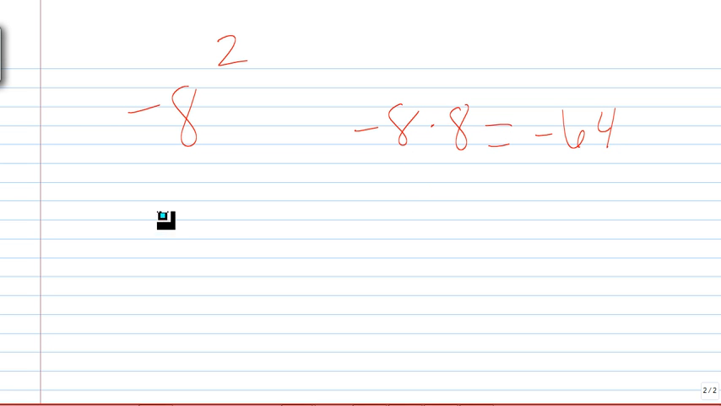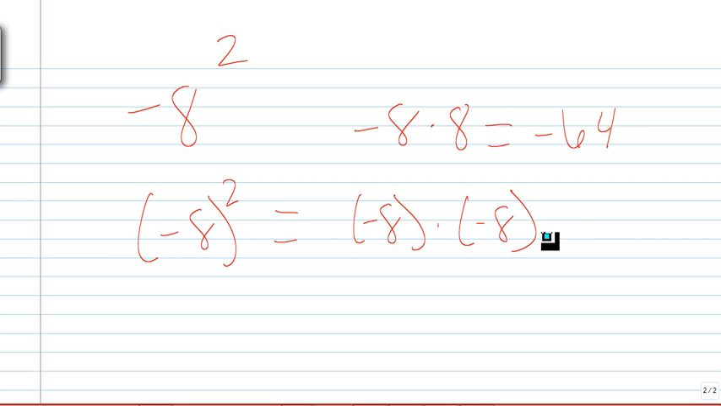On the flip side, we might have something like this, in parentheses, negative 8 squared. Well, how do we do that? Well, in this case, you're multiplying two negative 8's together. So I have negative 8 times negative 8, and that equals a positive 64.